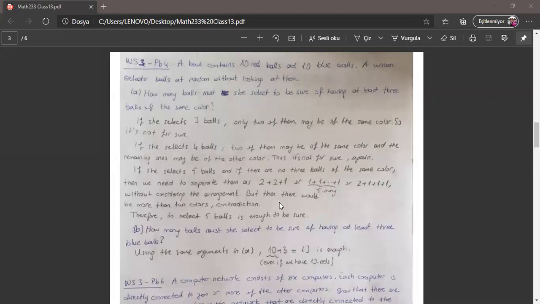But if she continues to select the balls, she will necessarily get blue balls, and we want her to have at least 3 blue balls. She should select 3 more balls, so we get 13. Okay, this is enough to be sure.